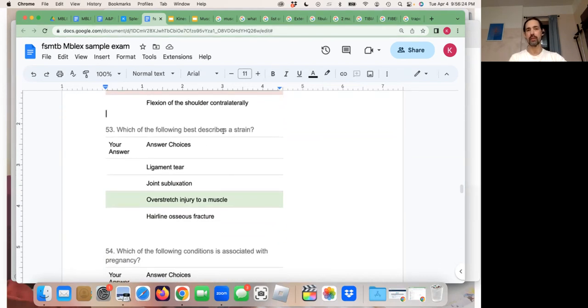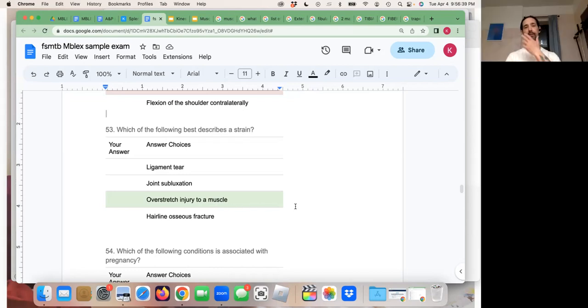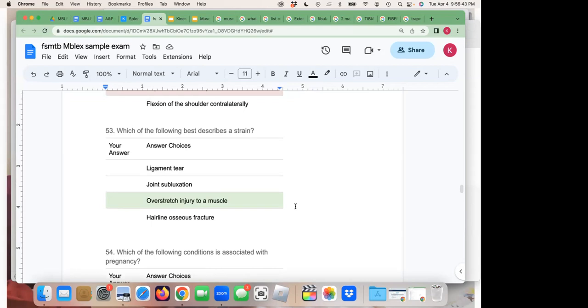Which of the following best describes a strain? A ligament tear, a joint subluxation, an overstretch injury to a muscle, or a hairline osseous fracture? Which one best describes a strain? Overstretch injury to a muscle. That's right. So it's a muscle strain and a joint sprain. Very good.